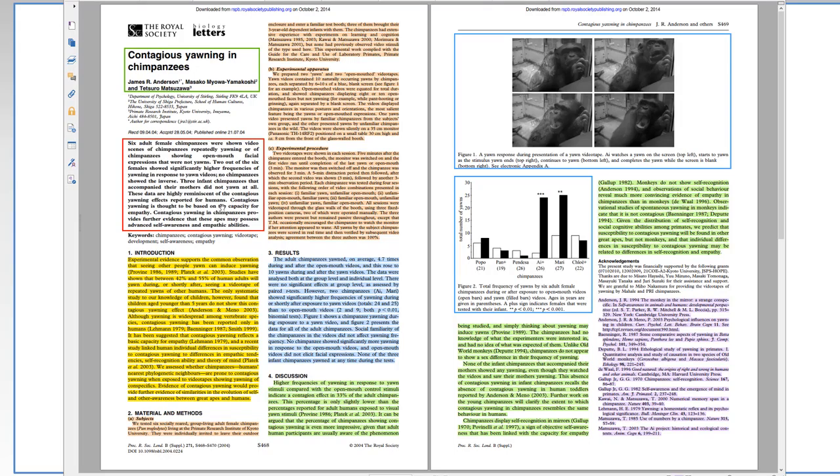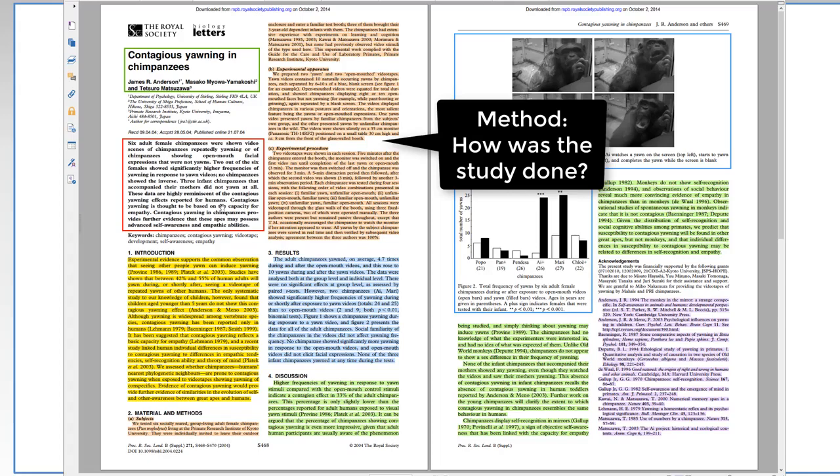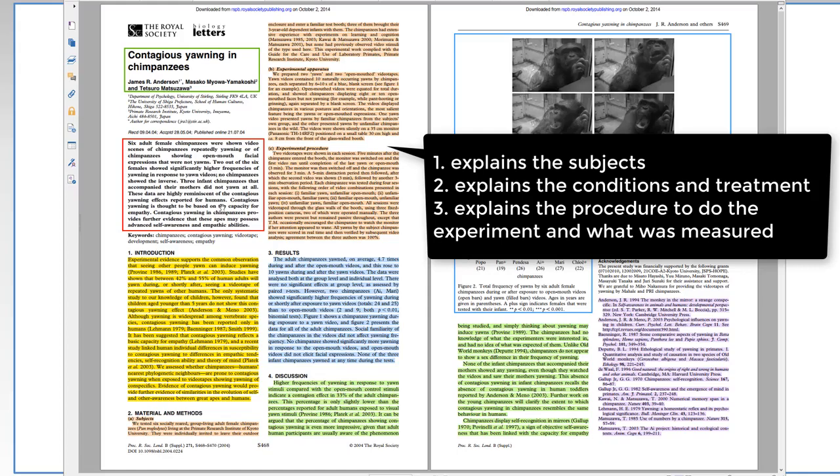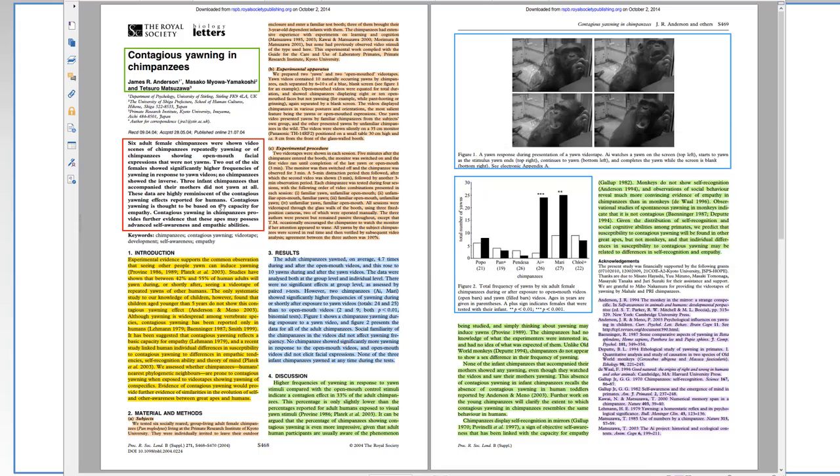Okay, the next section is the method, and this section answers the question, how was the study done? It explains the subjects or the things that the experiment was done on. It explains the conditions that are compared in the experiment and the treatment. It explains the procedure to do the experiment and what is measured.